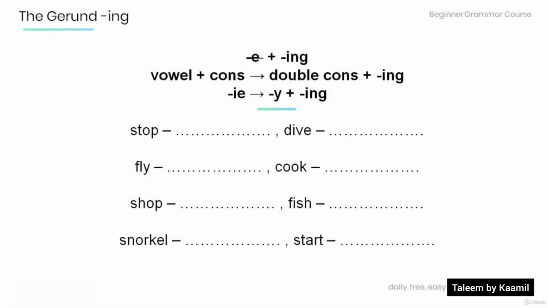Now let's review the gerund and practice a bit. Remember that when a verb ends with E, we get rid of the E and add -ing. And when a verb ends with a vowel plus a consonant, we double the consonant and add -ing. And when a verb ends with ie, we turn it into y, then add -ing. Now look at the words below and turn them into a gerund.